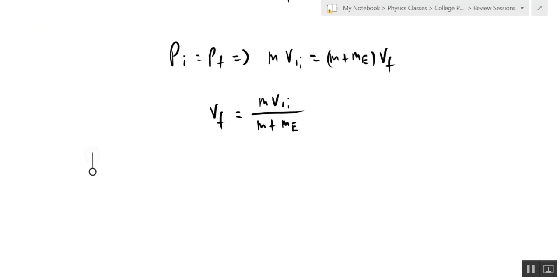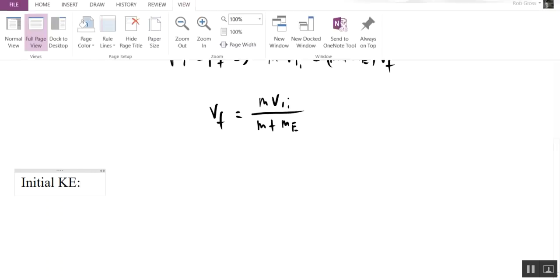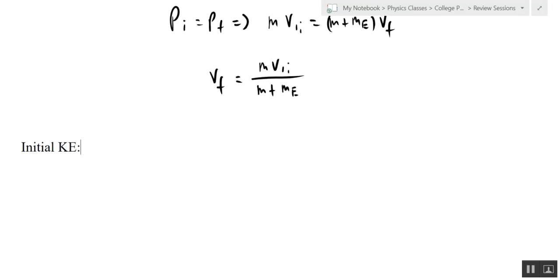So let me just say something. At the beginning, you have the kinetic energy of just the meteor, because the mass of the Earth isn't moving, right? So the initial KE is basically all due to the meteor. So how much kinetic energy does the meteor have? Half mv squared. Right. Because the Earth isn't moving.